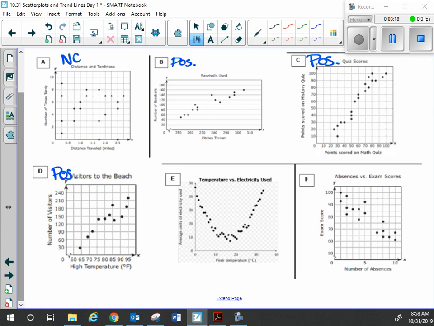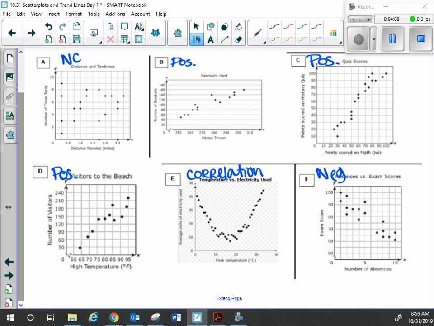E. Okay, there is a correlation, but we won't define it as positive or negative. It's actually positive, but it goes down, but then it bounces back up. It's a positive parabola, but we won't get into all that. So we'll just say that there is a correlation, but we won't define it as positive or negative. Neutral, yeah. There's some sort of pattern, but it's not positive or negative. All right, F. Negative correlation. The more you're absent, the lower your scores get.